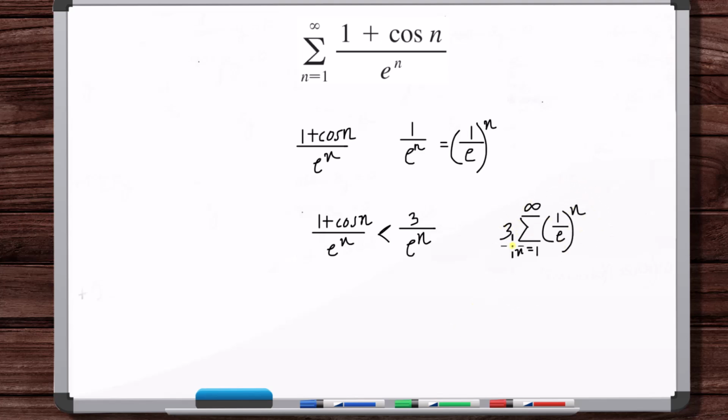And we know this is convergent, and whatever it converges to, multiply by 3. So okay, this is convergent. This is always greater than this, so this is convergent.